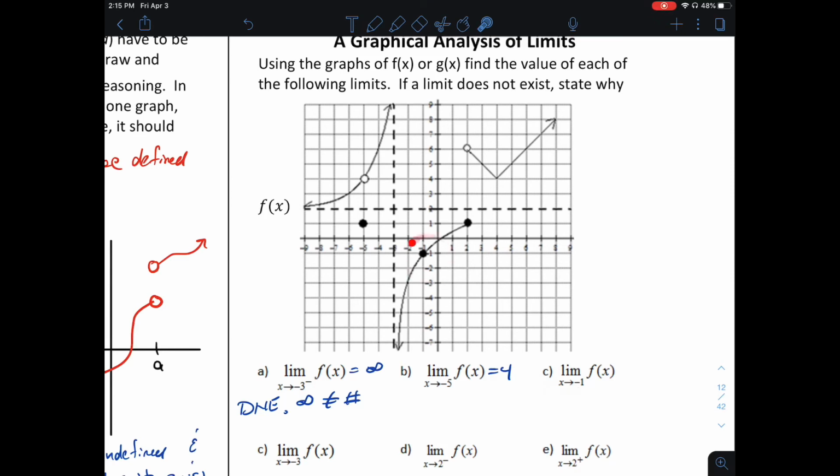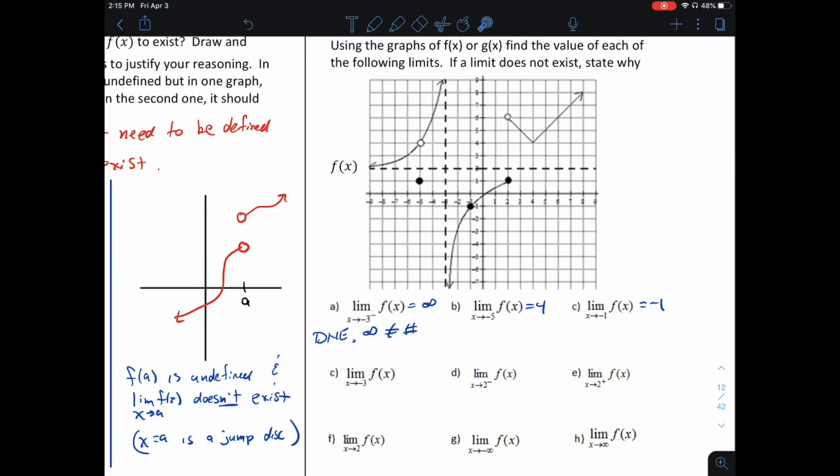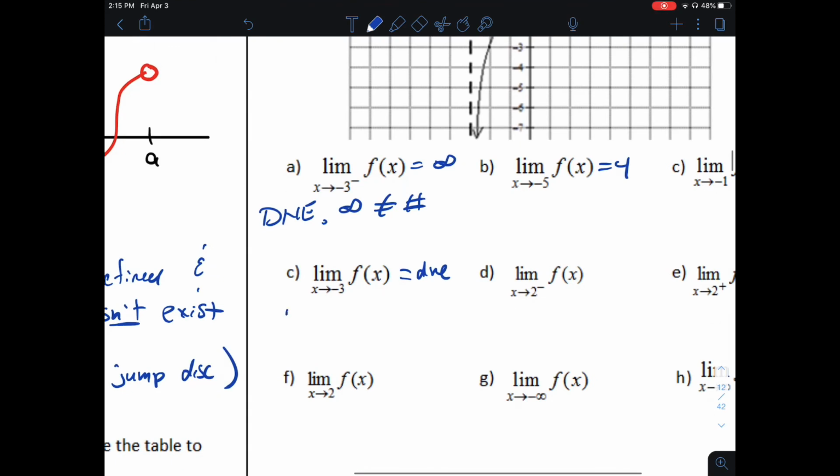What's the limit of f of x as x approaches negative 1? Well, here's negative 1. If you approach from the left or the right, it's approaching negative 1. C, which is Spanish for yes. If you approach negative 3 from the left, it's approaching infinity. From the right, it's approaching negative infinity. So it does not exist. A couple different reasons you could give for this. One, we could just say the limit of f of x as x approaches negative 3 from the left does not equal the limit of f of x as x approaches negative 3 from the right.